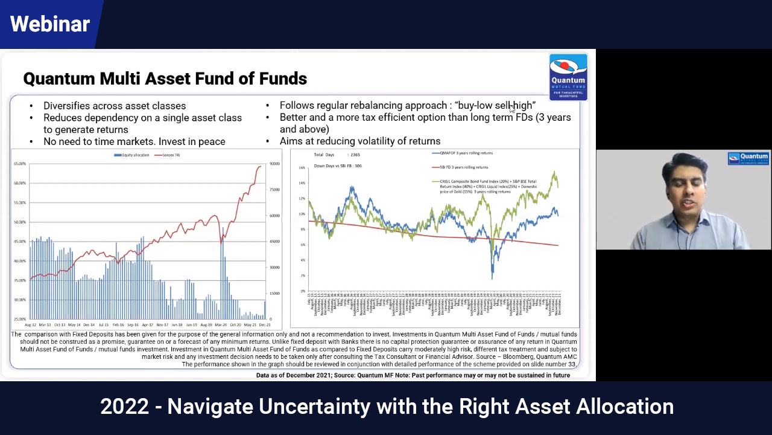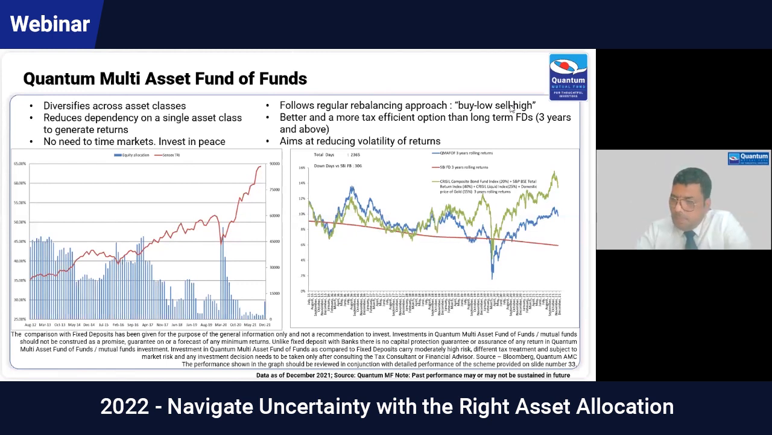Whenever it doesn't make sense to risk your capital, we'll stay lower allocated to equities. So if there is a risk, we will not participate. If there's an opportunity, we'll grab it with both hands. That's the approach that we have. At the same time, the endeavor is simple: to give you a better return than your fixed deposits.